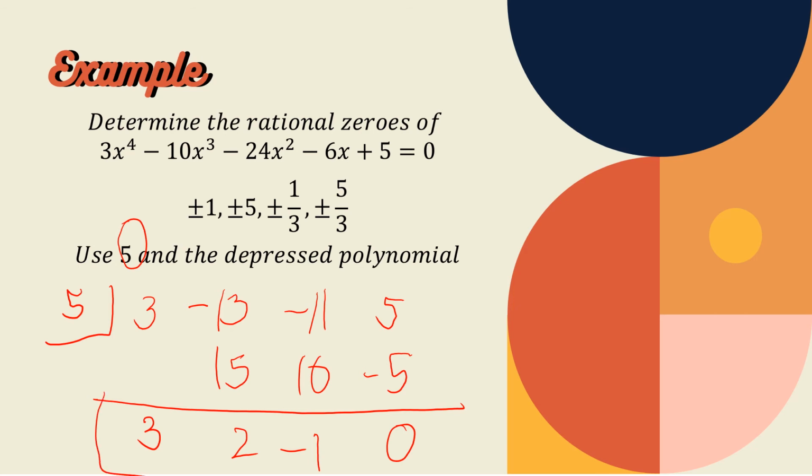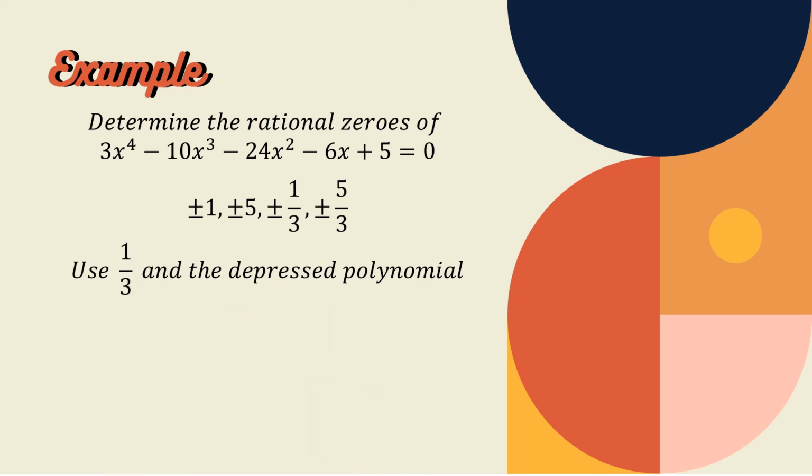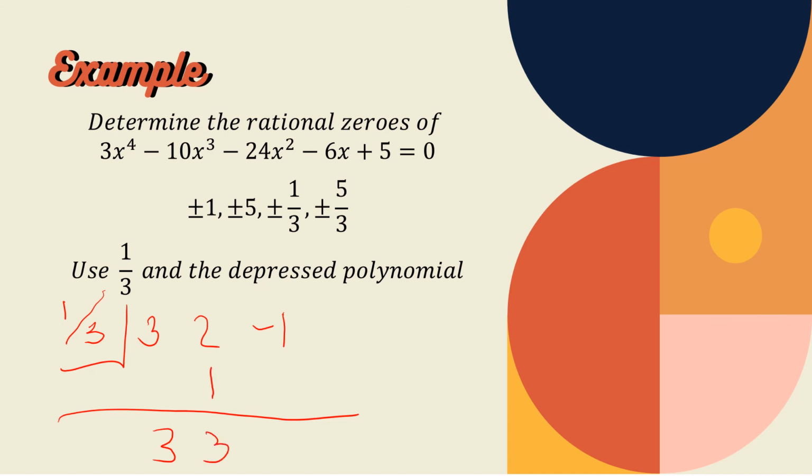Don't forget also our new depressed polynomial, which is 3, 2, and -1, because we will use it in our next slide. So we have 3, 2, and -1 divided by 1/3. Bring down 3. 3 times 1/3 is 1. Since our remainder is still 0, 1/3 is a root of the equation.